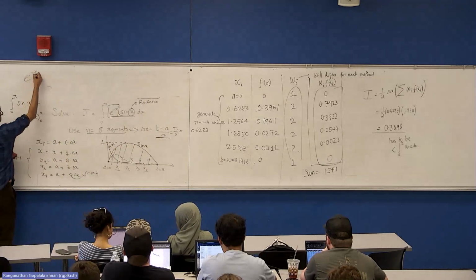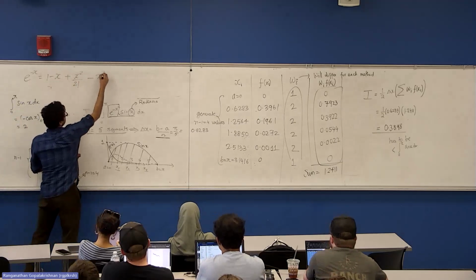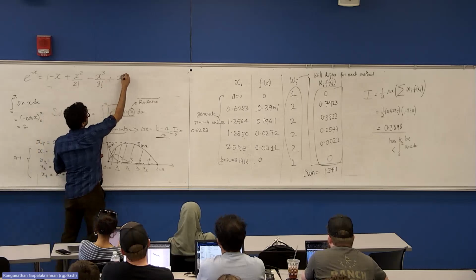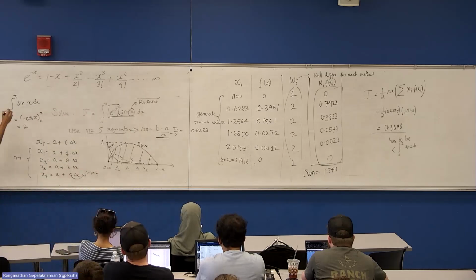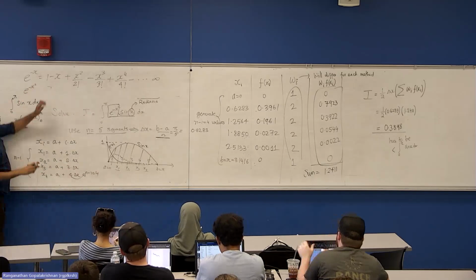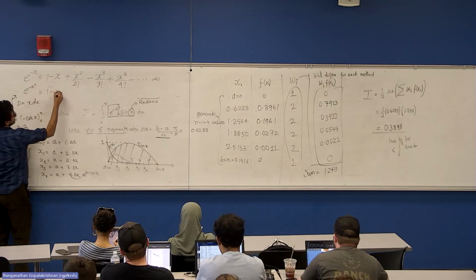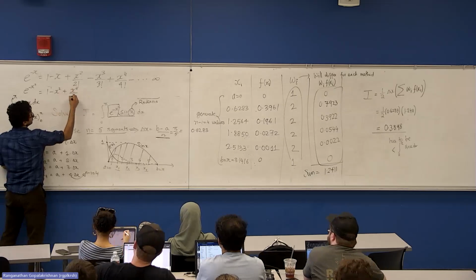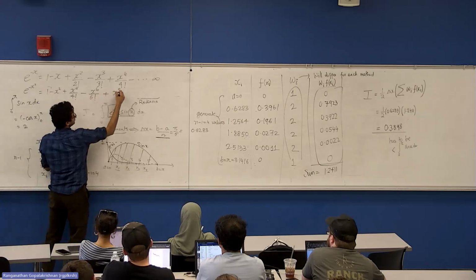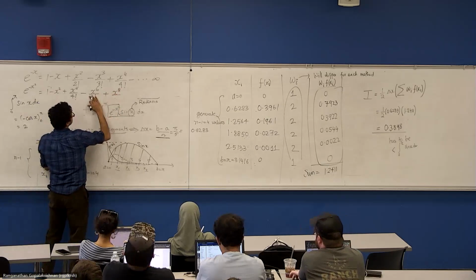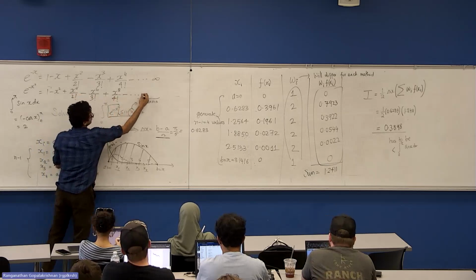E power minus x is 1 minus x plus x squared over 2 factorial minus x cube over 3 factorial plus x to the 4th over 4 factorial, minus, up to infinity. So if I want e power minus x squared, I just have to replace x with x squared. 1 minus x squared plus x to the 4th over 2 factorial, minus x to the 6th over 3 factorial, plus x to the 8th over 4 factorial, minus, and so on up to infinity.